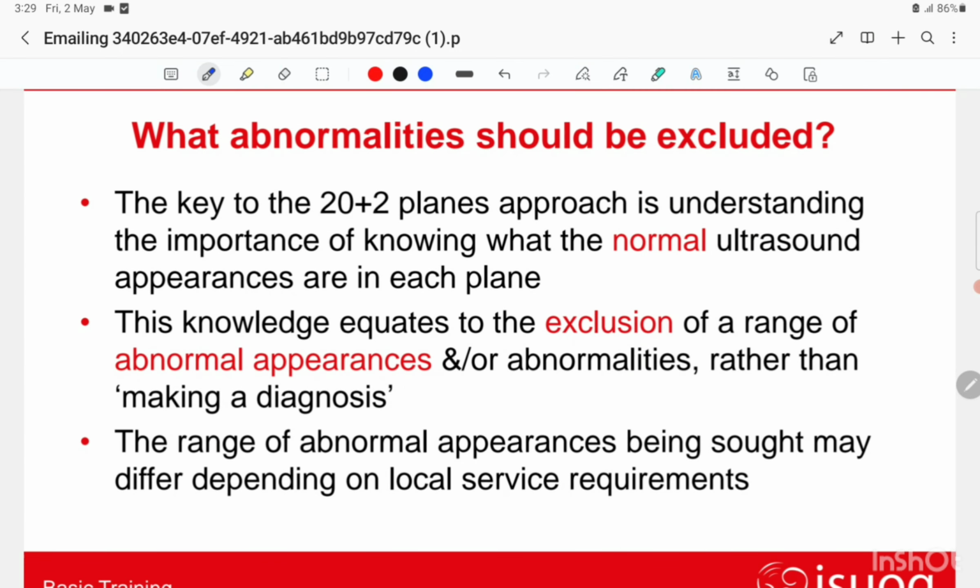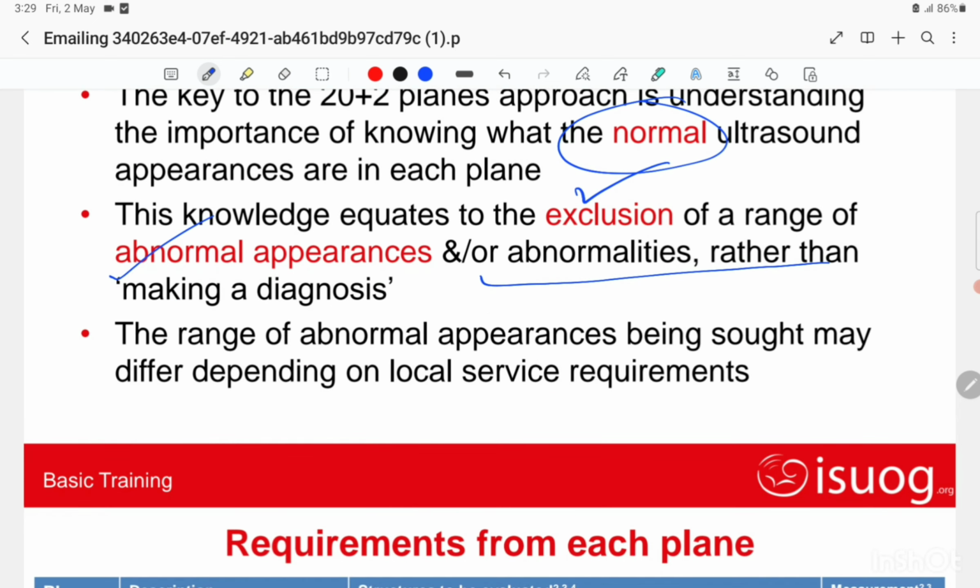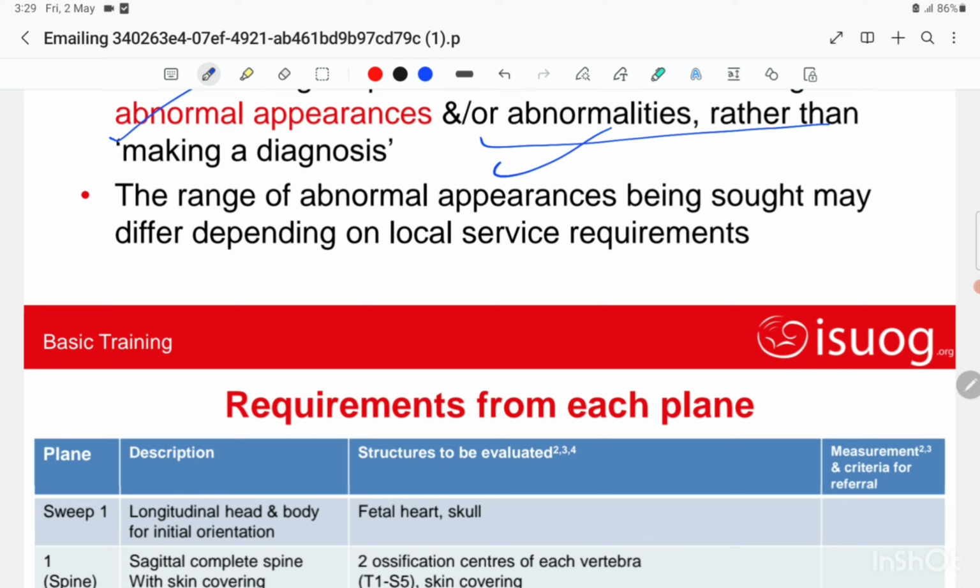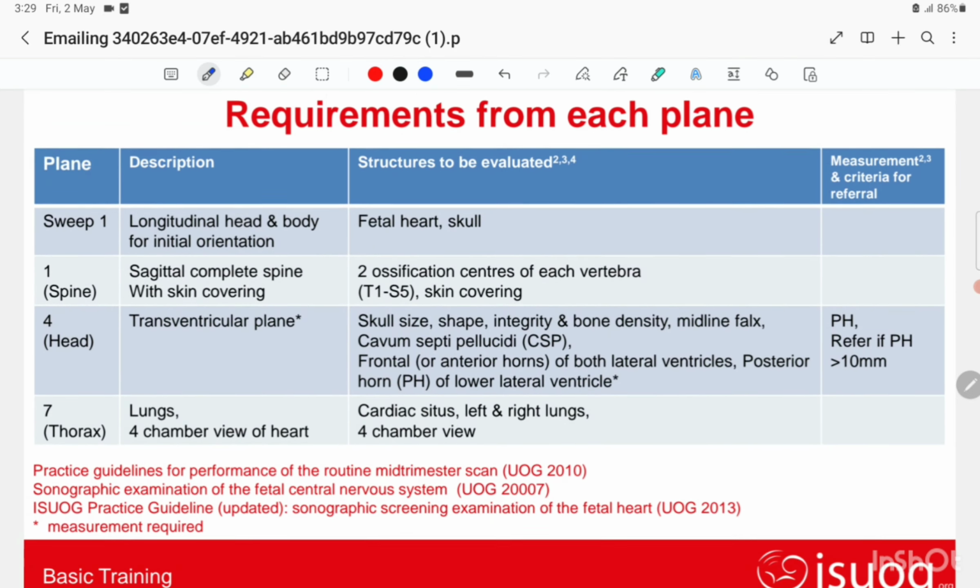In the next sections, what abnormalities should be excluded? The key to the 20 plus 2 planes approach is understanding the importance of knowing the normal ultrasound appearance in each plane. First you have to see the normal things, then you exclude. After that you can get the abnormal thing. The knowledge gives you the exclusion of a range of abnormal appearances or abnormalities, rather than making a diagnosis. The range of abnormal appearances being sought may differ depending on local service requirements.